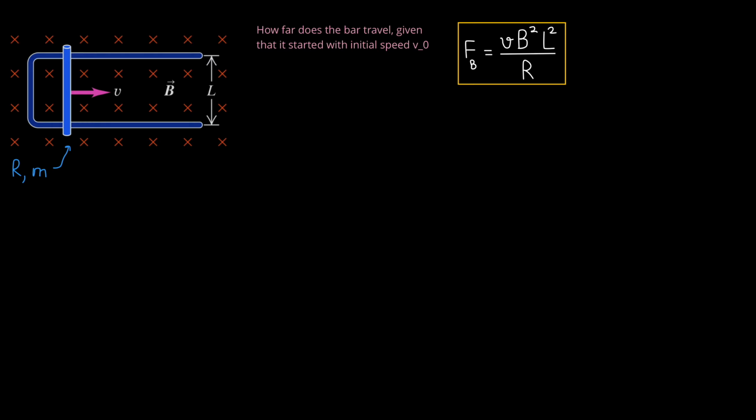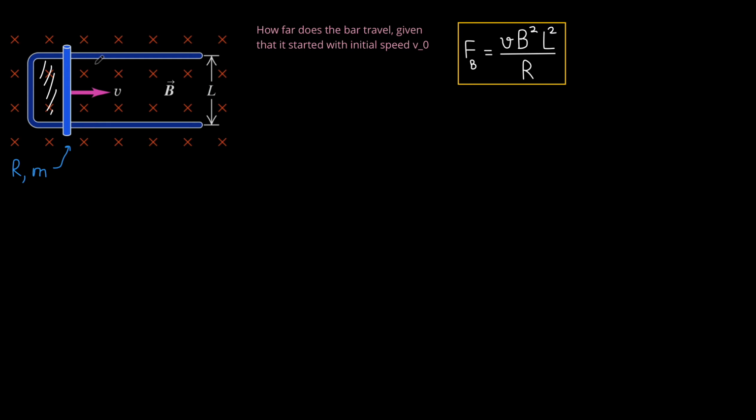Let's first verify that. Let's first determine the direction of the induced current in the bar. Now, the magnetic flux through the rectangular loop, which is this loop right here, of course, the magnetic flux through this loop is into the page.